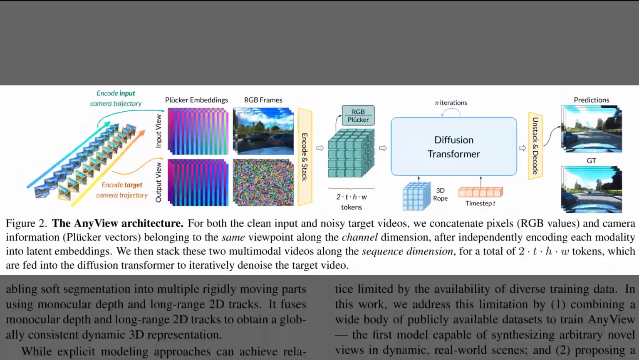Figure 2 details the AnyView architecture. On the left, two parallel streams prepare the data. The top row processes the clean input video, while the bottom handles the noisy target view. Crucially, the system encodes camera information as Plücker embeddings, a dense ray-based format that helps the model understand complex 3D geometries better than simple coordinates. These embeddings are concatenated with the RGB data and stacked into a unified block of tokens. In the center, a diffusion transformer iteratively denoises this sequence, using 3D rotary positional embeddings to maintain consistency before decoding the final video frames on the right.